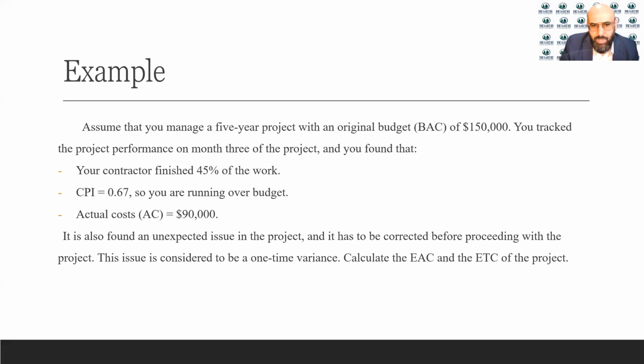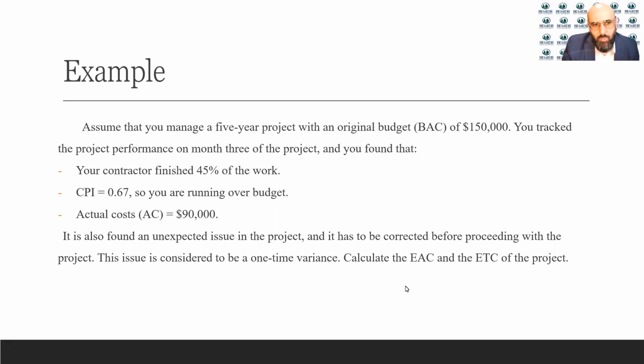So you are running over budget. Basically, the CPI, the cost performance index, is less than 1, which means that you are over budget. Actual cost is $90,000. An unexpected issue was also found in the project, and it has to be corrected before proceeding. This issue is considered to be a one-time variance, so it only happened once and that's it.